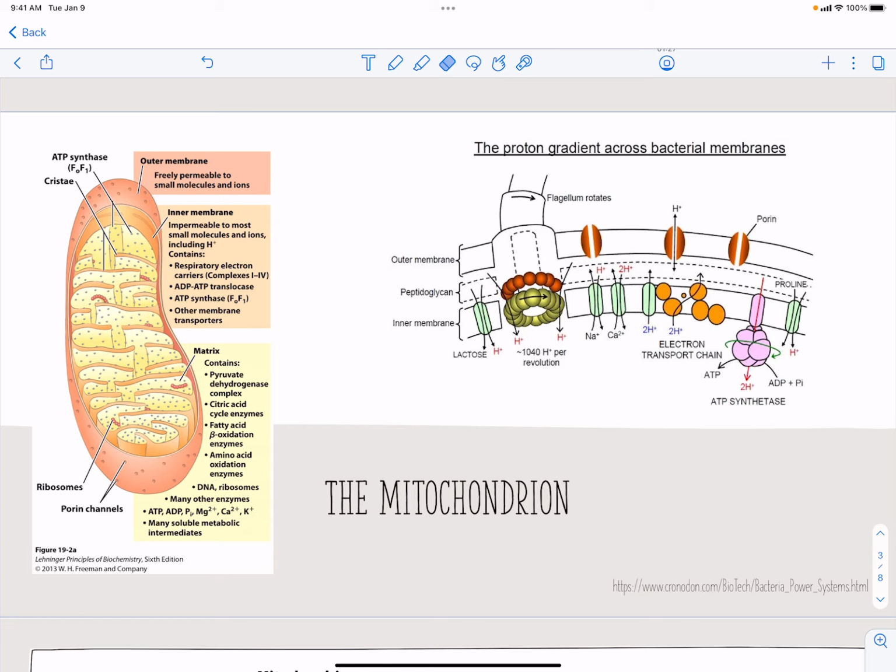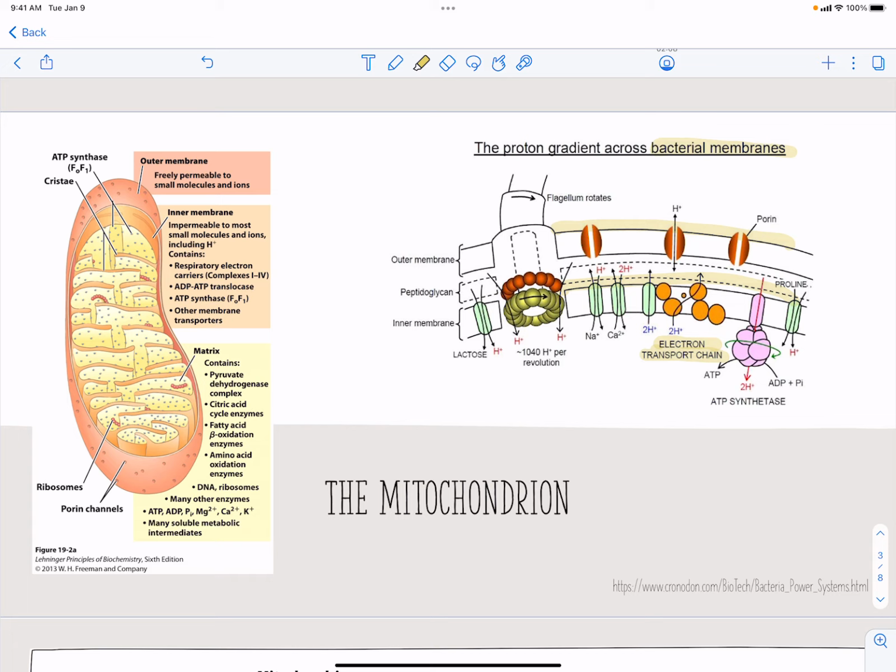Now here we have a picture of a mitochondria on the left, and we also have a picture of a bacterial membrane on the right. Mitochondria are remnants of a bacteria, and you can see within the membrane of the bacteria is going to be the electron transport chain. Bacteria do not have membrane-bound organelles, so the only membrane they have is their cell membrane. And so the electron transport chain will be incorporated into the membrane of the mitochondria. Now, the bacteria that are gram-negative have an outer membrane and an inner membrane, and the electron transport chain is on that inner membrane.